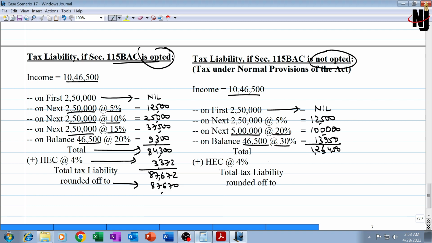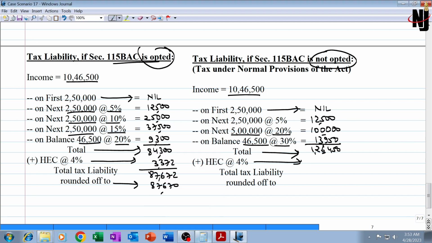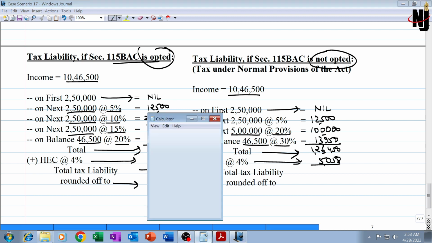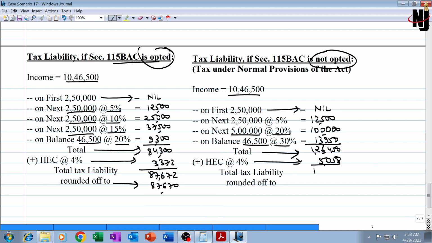1,26,450 plus surcharge here also will not be attracted, but health and education cess at the rate of 4% of 1,26,450 will be attracted. 5,058 will be health and education cess. Taking total, 5,058 plus 1,26,450 will be 1,31,508. 1,31,508 rounded off to the nearest multiple of 10 rupees will be 1,31,510. Which tax provision should be opted for to minimize tax liability?